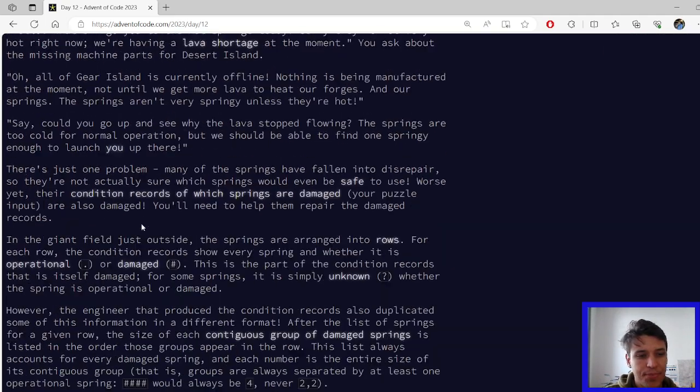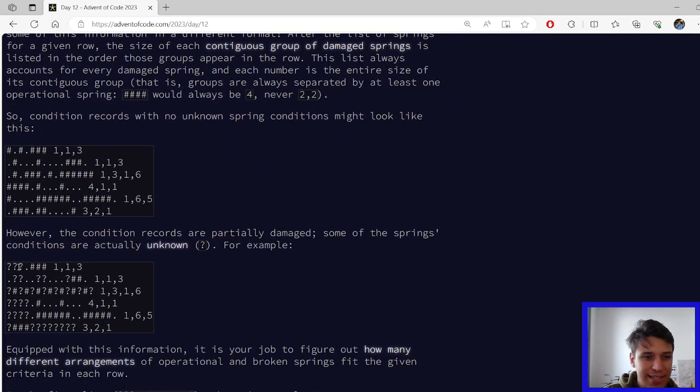particular grid. So the input will be lines, and in each line, the first part corresponds to the positions of the springs and whether they're operational or damaged. Each dot corresponds to an operational spring, and each number symbol corresponds to a damaged spring. There are also question marks where you don't know whether the springs at these positions are operational or damaged. But luckily, we got a second part of the input.